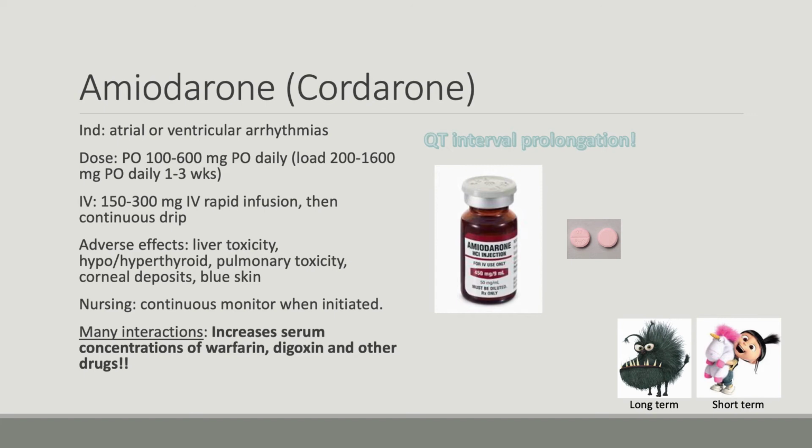All right, so the other things that we don't like about amiodarone: liver toxicity, it can make you hypothyroid. It can make you hyperthyroid, which is weird. Like, why would it be able to do both? I don't know, but it can. Pulmonary toxicity, it can make you have corneal deposits in your corneas, can make your skin turn blue.